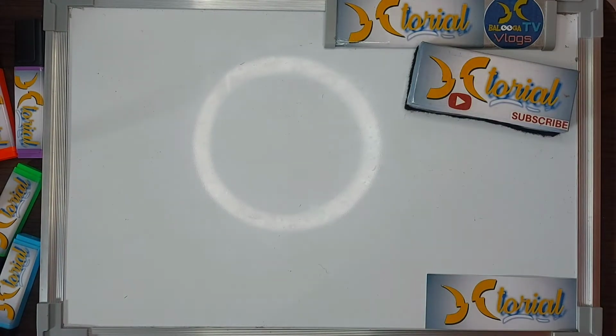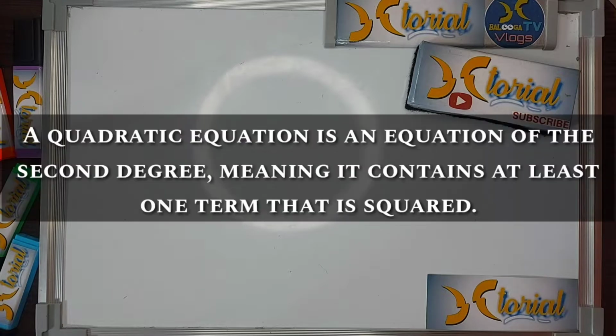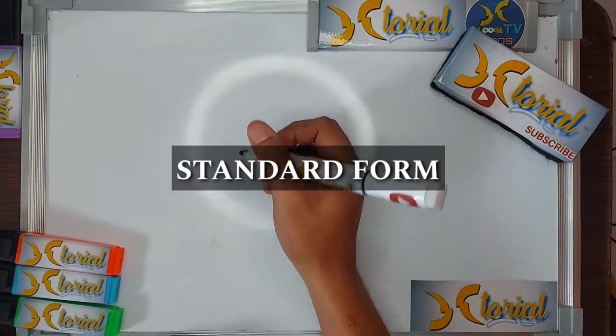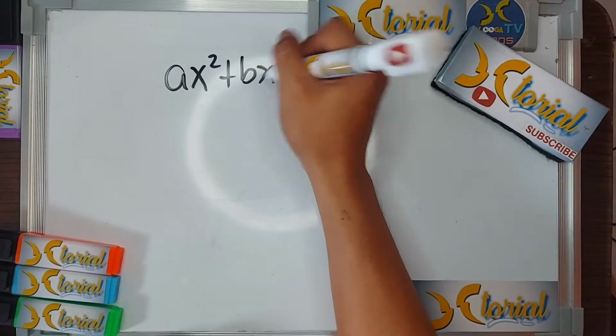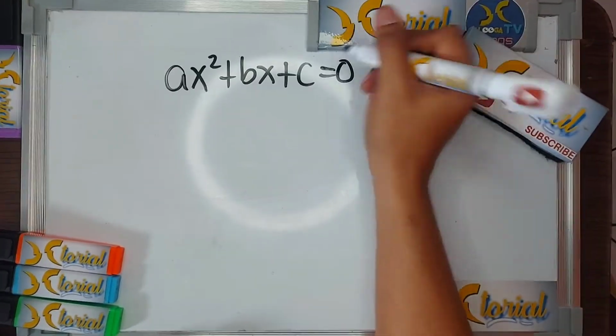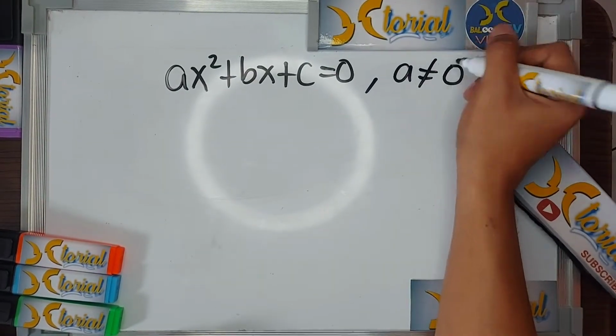So for today's topic is our quadratic equation. A quadratic equation is an equation of the second degree, meaning it contains at least one term that is squared. So ang ibig pong sabihin, yung pinakamalaking exponent po ng isang term po natin ay 2 or squared. Okay, so the standard form of quadratic equation is ax squared plus bx plus c is equal to 0, wherein a should not be equal to 0.